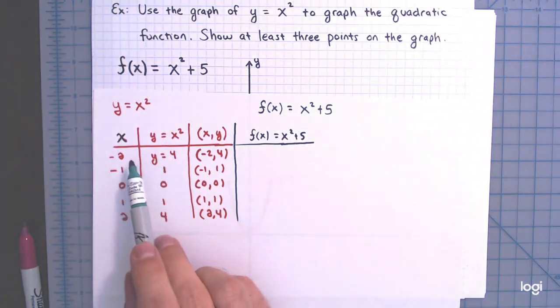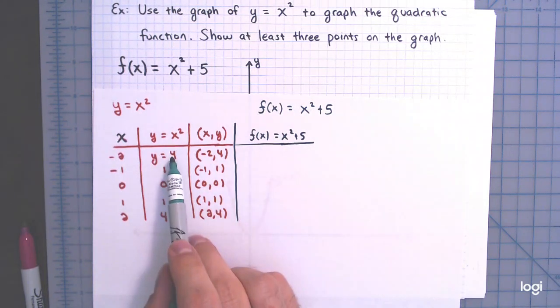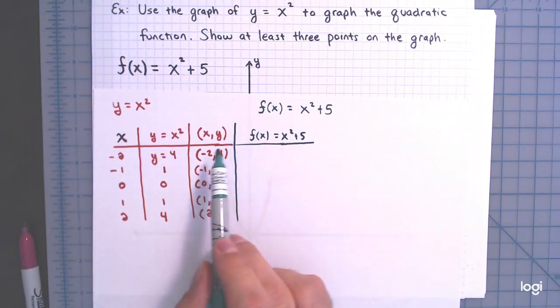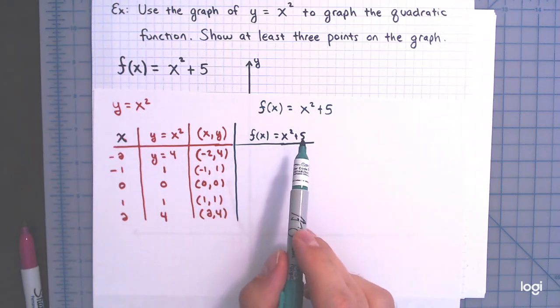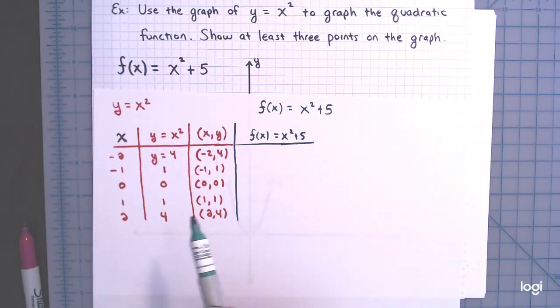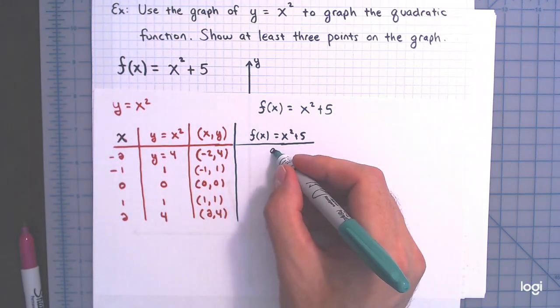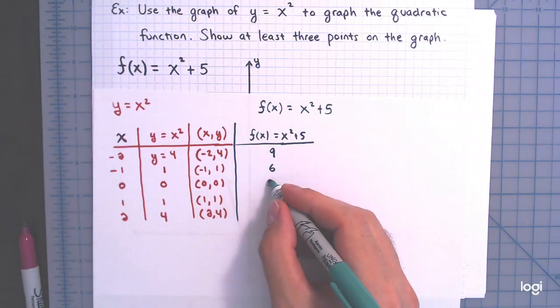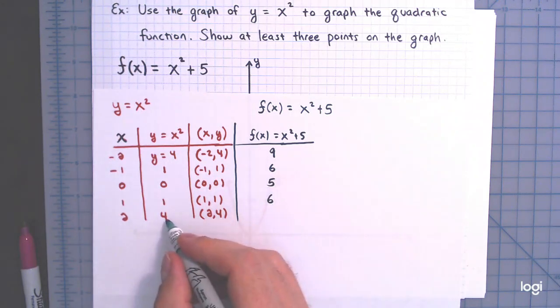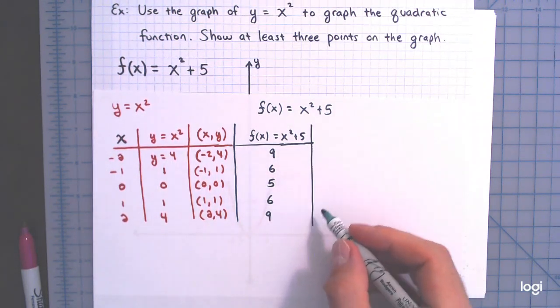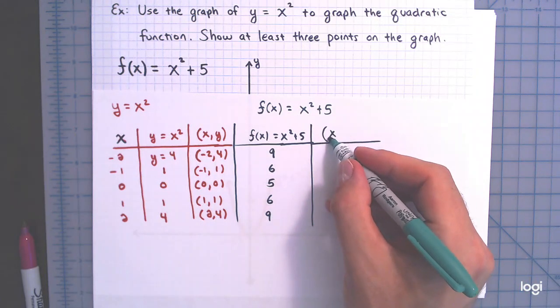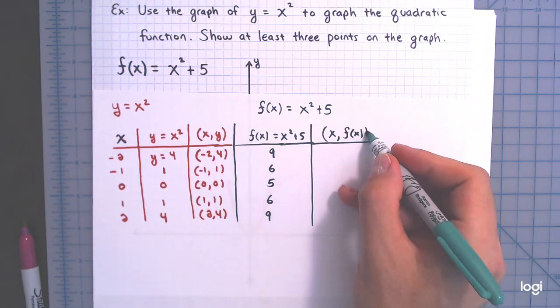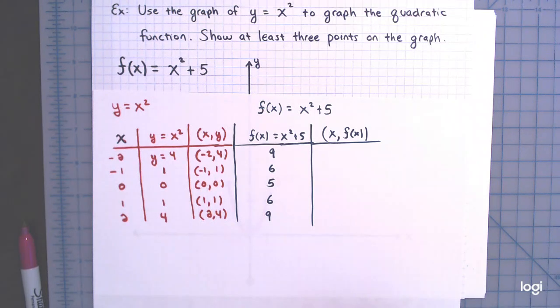And do you see when I plug in -2, you get the original -2 squared, which is 4, but then you're adding 5 to that. So like I said earlier, we're going to be just adding 5 to all these y coordinates. So 4 plus 5, 9, 1 plus 5, 6, 0 plus 5, 5, 1 plus 5, 6, and 4 plus 5, 9. And then the ordered pairs I'd be plotting, the x comma f of x, or the x comma y. You can always replace f of x with y, and it means the same thing, the outputs.